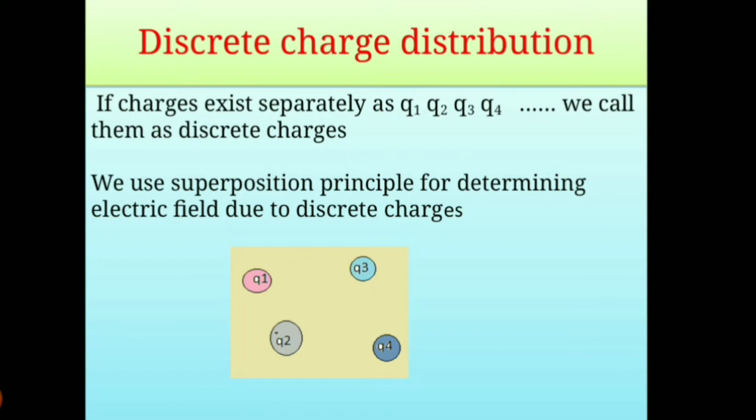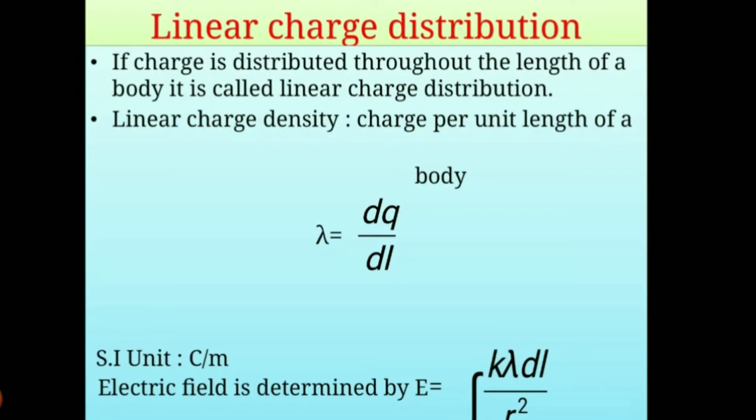So discrete charges: if charges exist separately, like Q1, Q2, Q3 and Q4, we call them discrete charges. For determining electric field for discrete charges, we know we use the principle of superposition. Then coming to three different types of distribution which we'll study in this chapter.